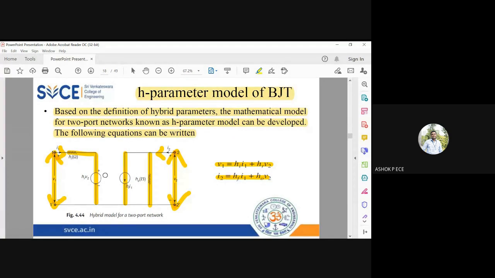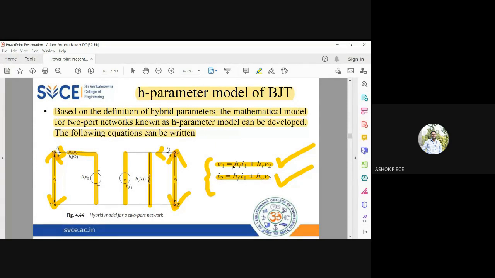And if you write the equation, you can write V1 equal to I1 into HI plus HR into V2. This HR into V2 is going to oppose V1. Okay, and I2 is splitting up into two currents. I2 equal to one current is HF into I1, the other current is V2 times H naught. Okay, these are the two equations, the H parameters we are going to have for the transistor model. Generally, any circuit we are going to have these two equations, and we are going to use this for the transistor.